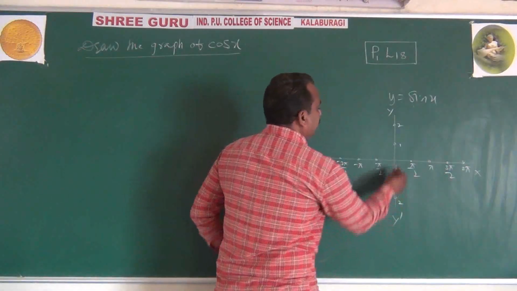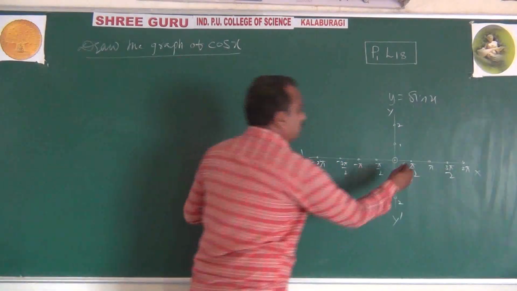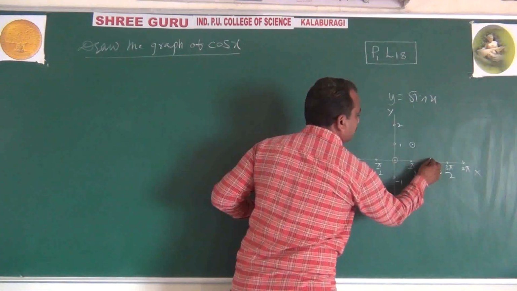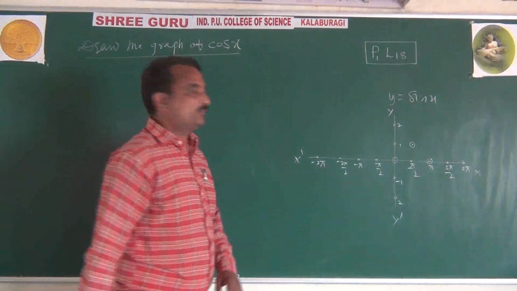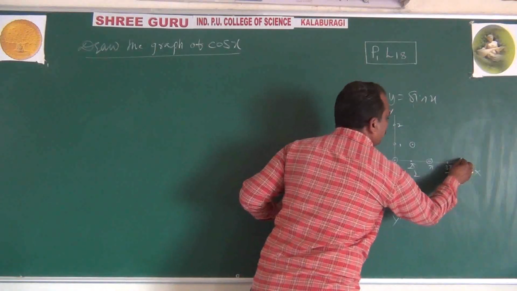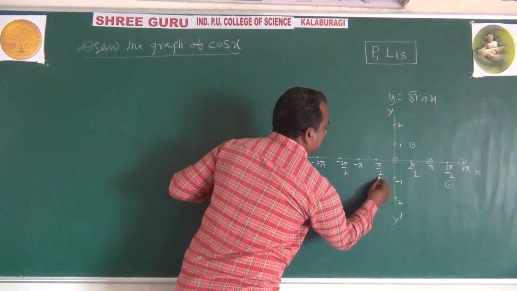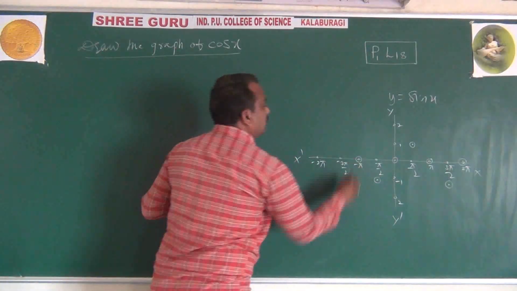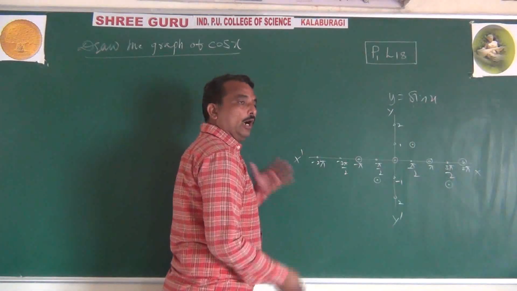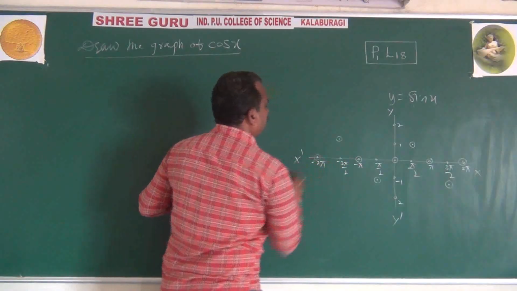Sin 0 is 0. Sin 90 degrees, that is pi by 2, is 1. Sin pi is again 0. Sin 3 pi by 2 is -1. Sin 2 pi is 0. Next, sin of minus pi by 2 is minus of sin pi by 2, which is -1. Sin of minus pi is 0. Sin of minus 3 pi by 2 is minus of sin 3 pi by 2, which is minus of minus 1, that is +1. Then sin of minus 2 pi is 0.